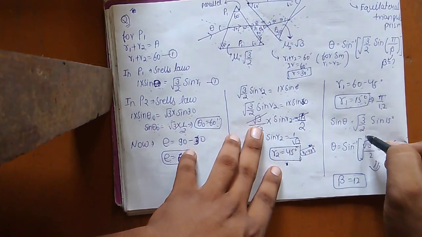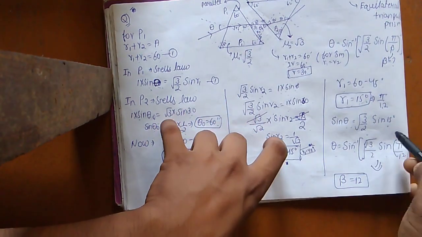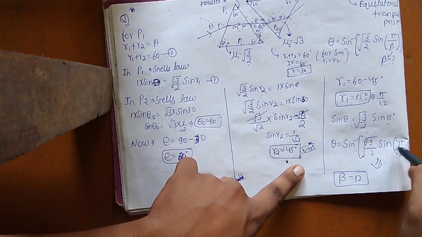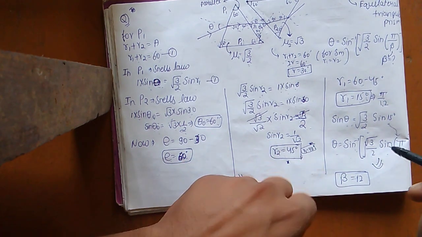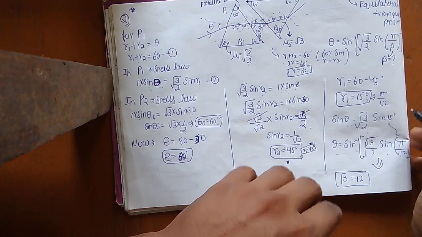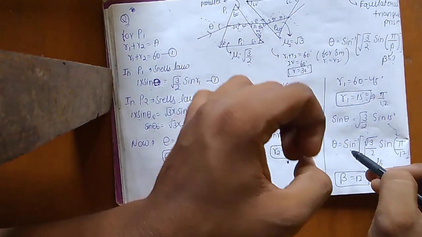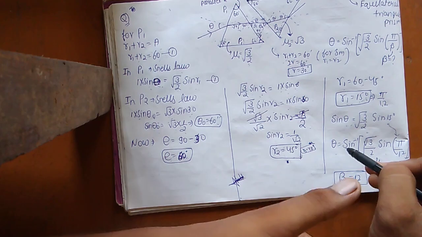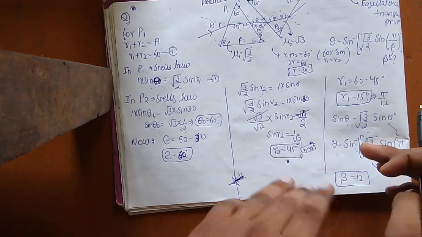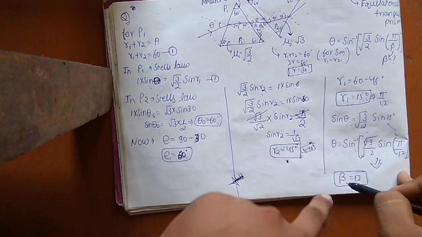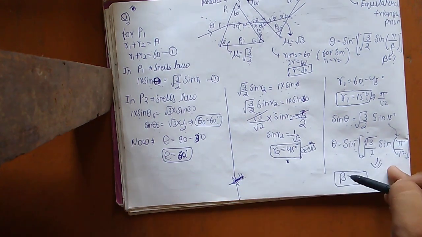After applying Snell's law again at the first surface of the prism P1, 1 into sin θ equal to √3/2 into sin 15, so from here I got θ equal to sin inverse of √3/2 sin π/12, where π/12 is a 15 degree angle. As given in the question in the format, we got the value of θ as per the format given, from where I compared those values of θ and finally got β equal to 12, our answer.